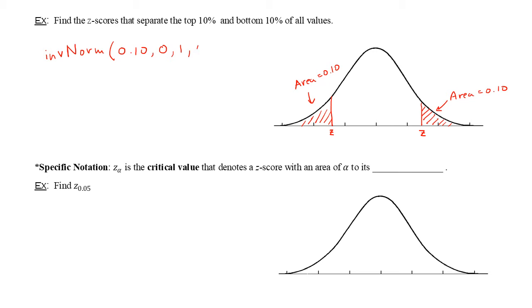So when I choose left, it's going to give me the negative z-score. So let's see if I choose left. It gives me negative 1.282. So here that makes sense, because it looks like here we would definitely have a z-score that's to the left of 0, so it's a negative value.